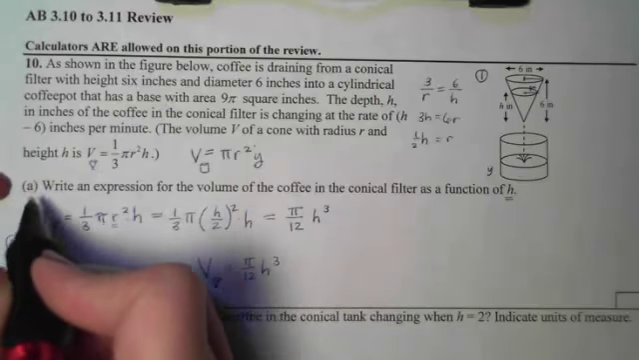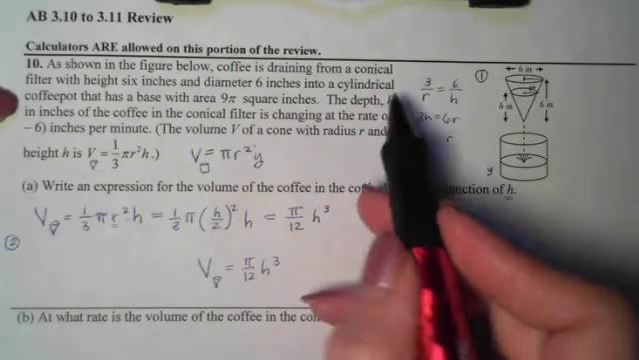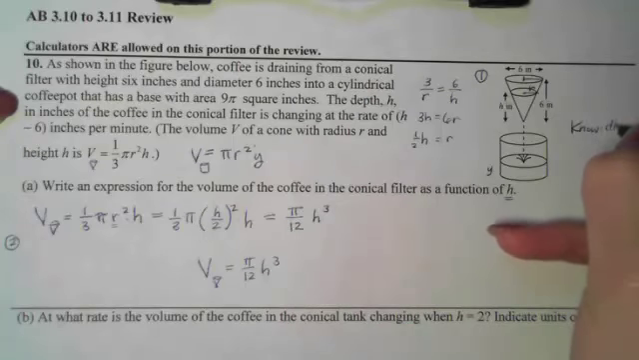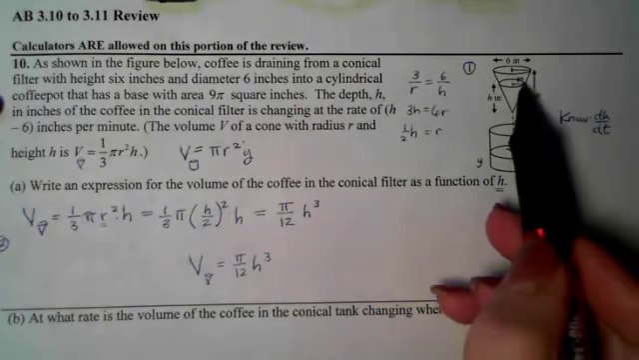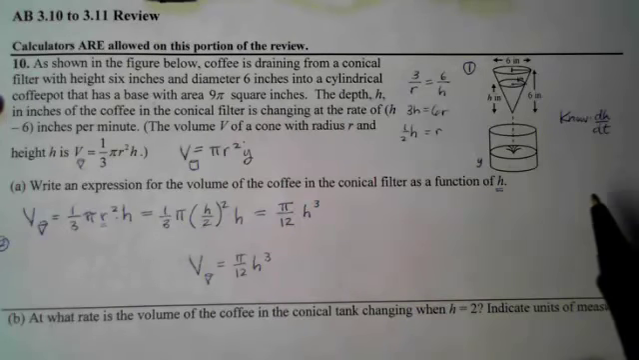So in part A, they're asking us to find the volume of the coffee in the conical filter. Now the reason that's a good step 2 for us is if we look at what we were given, the dH dt. And chances are at some point in this problem we're going to either be asked to find dr dt or dy dt, or maybe even dv dt.